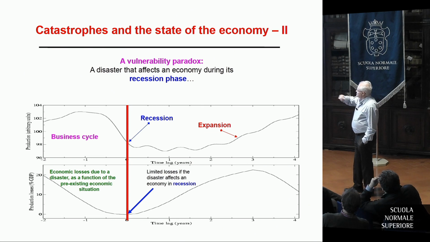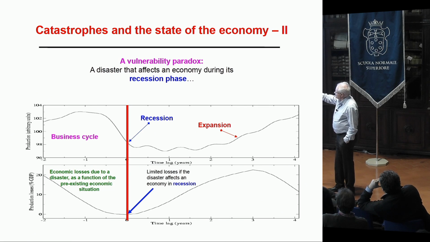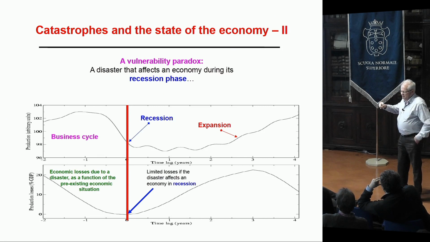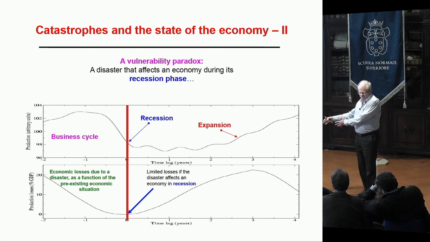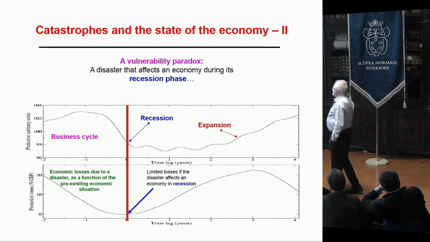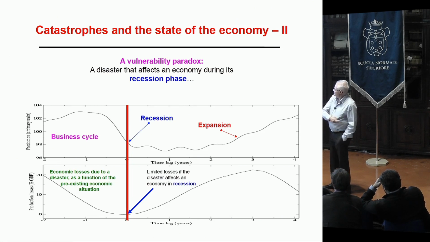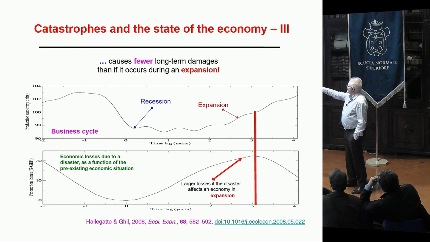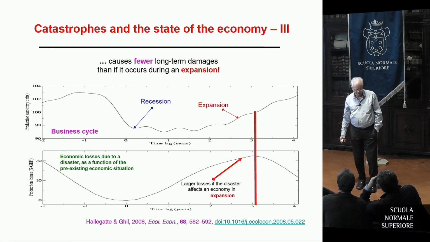See, on the lower plot are the production losses. This has to do not with direct damage, a factory being destroyed, but with the fact that the factory no longer produces. So they are at a minimum in a recession, and they are at a maximum if the disaster affects an economy in expansion.